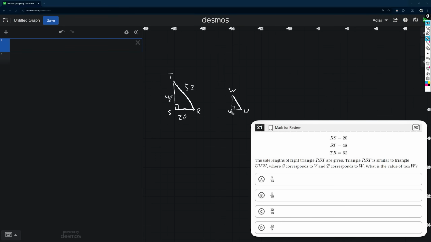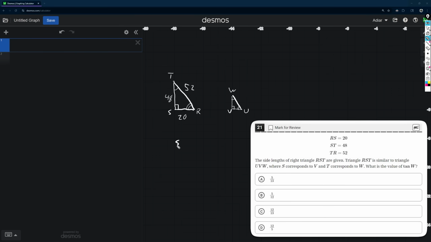And the question is asking us for the value of tangent of W. We know that these two triangles are similar, which means all the angles are similar. So this angle T is going to be congruent to angle W. Angle R is going to be congruent to angle U. So the tangent of angle T is going to be equal to the tangent of angle W, just like the sine or cosine of angle T, S, or R is going to be equal to the cosine or sine of W, V, or U, because it's the exact same angle. So really, when they're asking for the tan of W, they're asking for the tangent of T.